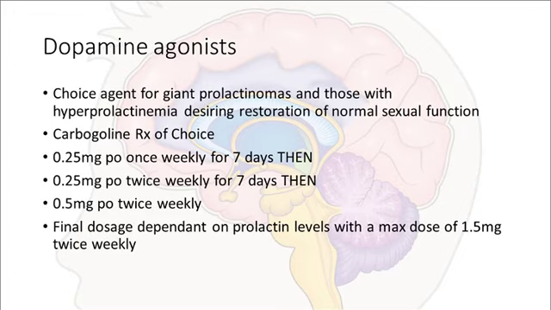And we dose cabergoline at approximately 0.25 milligrams once a week for 7 days, and then we move up to 0.25 milligrams twice a week for 7 days, and then up to 0.5 milligrams twice weekly. Right? Your final dosage is dependent on the prolactin levels, with a maximum dose of 1.5 milligrams twice weekly. Now, it's very important for you to know the dosing regimen that is different for hyperprolactinemia versus acromegaly and gigantism.